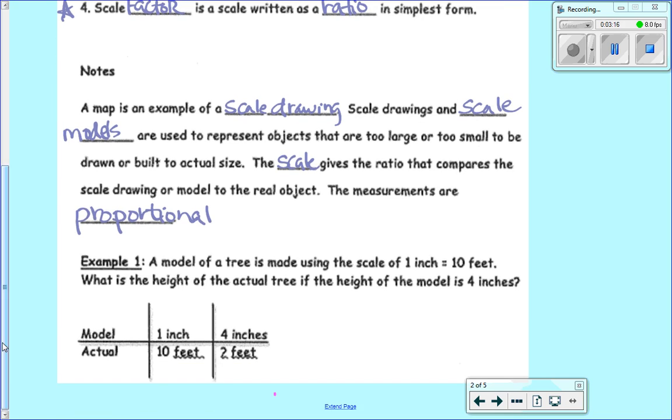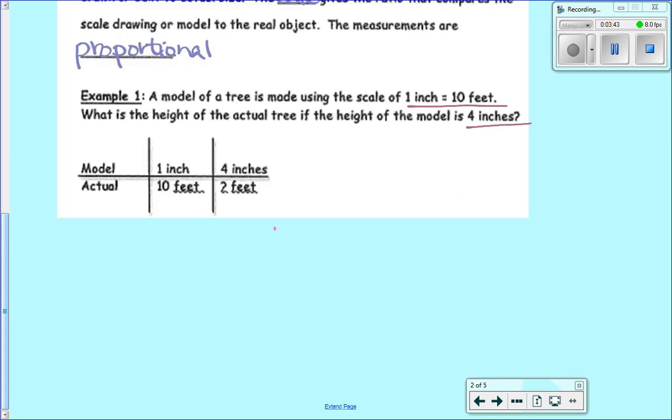So if we look at example 1, we have a model of a tree made using the scale 1 inch equals 10 feet, so similar to what we always say. What is the height of the actual tree if the height of the model is 4 inches? So 1 inch represents 10 feet, can be written as a ratio. And look how they set this up. Okay, we have the model over the actual.